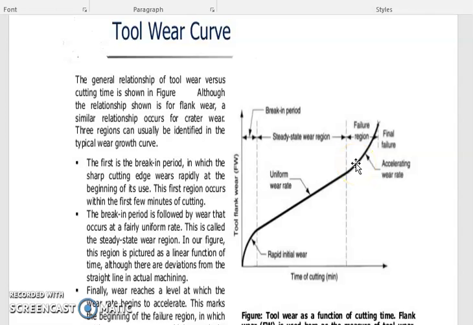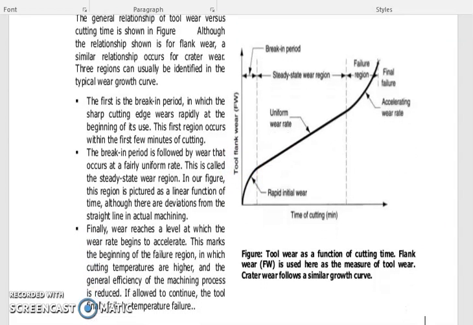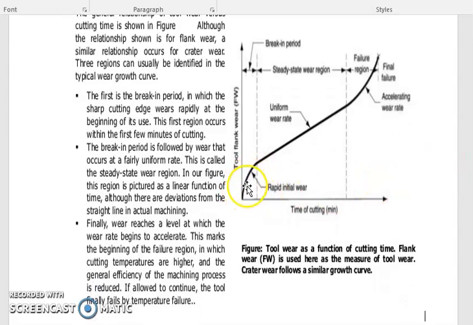Let us discuss the characteristics shown in each region. It is a general relationship of grinding wheel wear versus cutting time. Although this relationship is shown for flank wear, similarly we can also show it for crater wear. Let us recall, crater wear refers to the wear on the crater face, and flank wear refers to the wear on the flank face of the tool, the grinding wheel. So what are the characteristics of these portions?